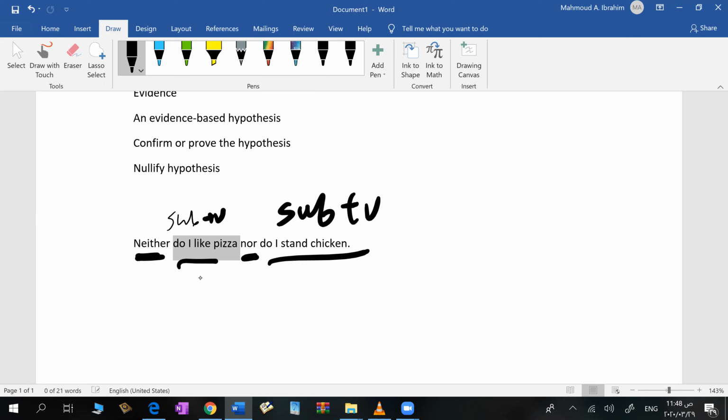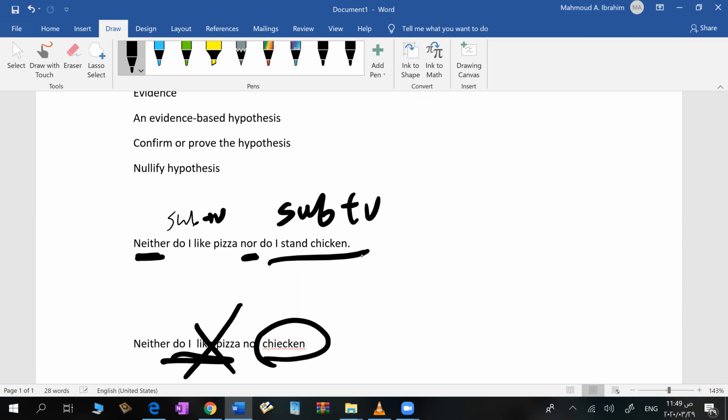After "neither," subject, verb. You see lots of mistakes in this rule. Let's say, for example, "Neither do I like pizza, nor chicken." Can you say this? No. Why? Because after "neither" we have a subject and verb, and after "nor" we have only a noun phrase. We cannot do this. This is wrong.